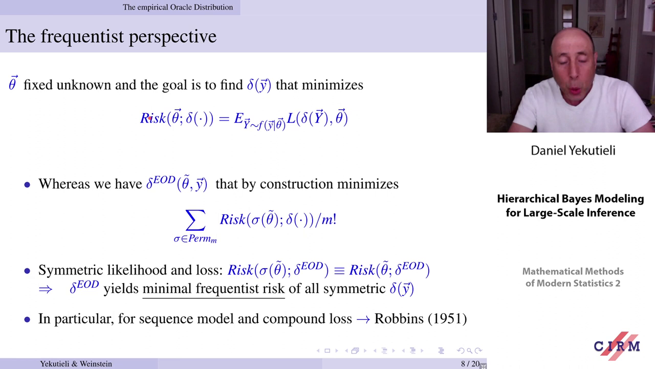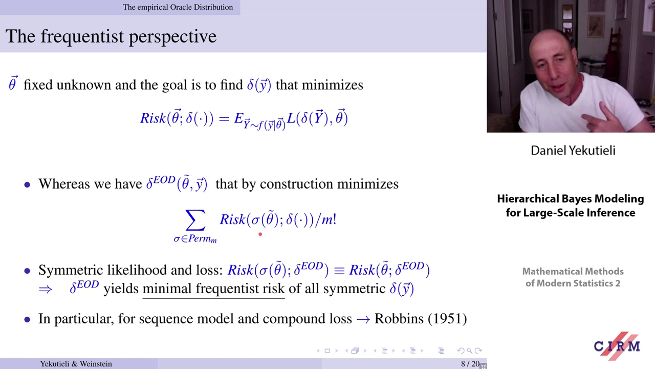That is, what we have actually by construction minimizes this thing. So we want to minimize this thing, but what we actually do is minimize the mean risk overall, not for the particular parameter vector we're interested in, but over all permutations of the parameter vector. Okay, so let's talk about the discussion.